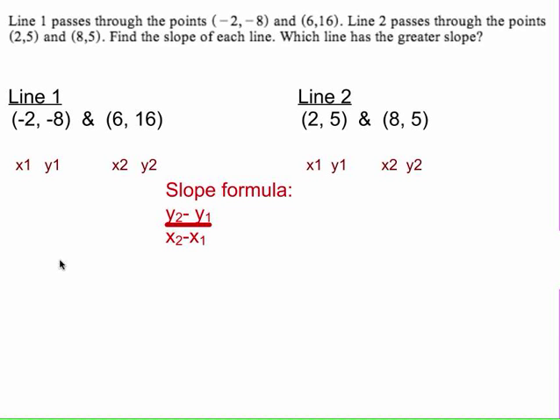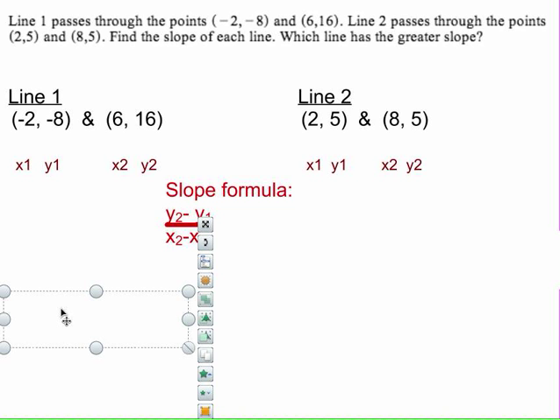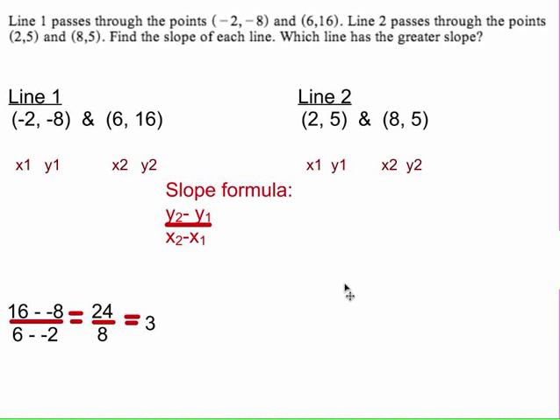So we're going to have 16 minus negative 8 over 6 minus a negative 2. That will give us 24 over 8, which equals 3. For line 2, we have 5 minus 5 over 8 minus a negative 2. That gives us 0 over 6, which equals 0.